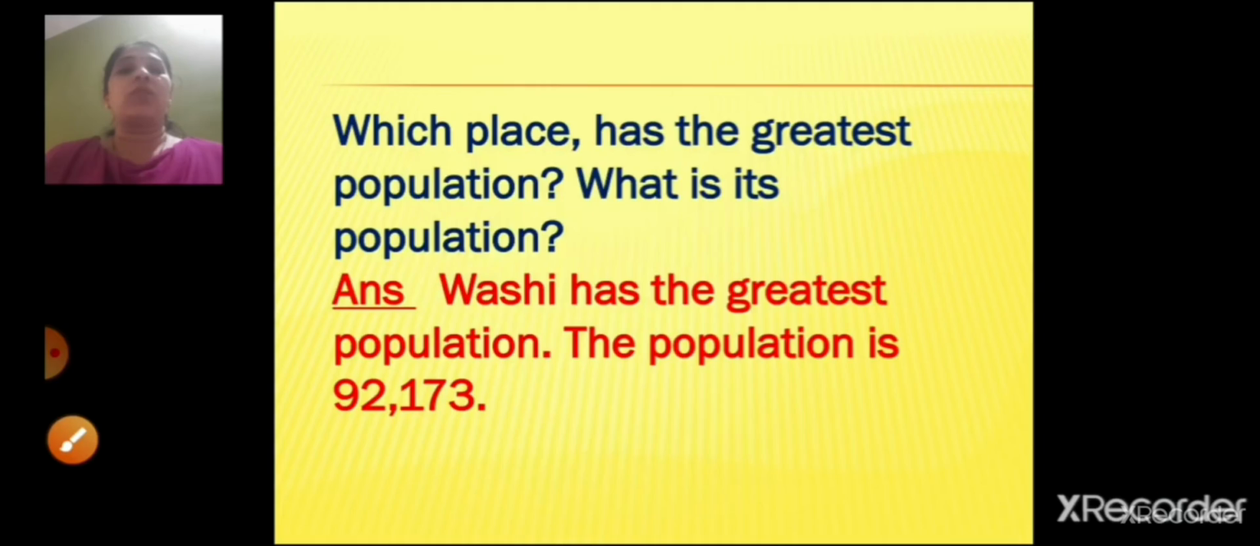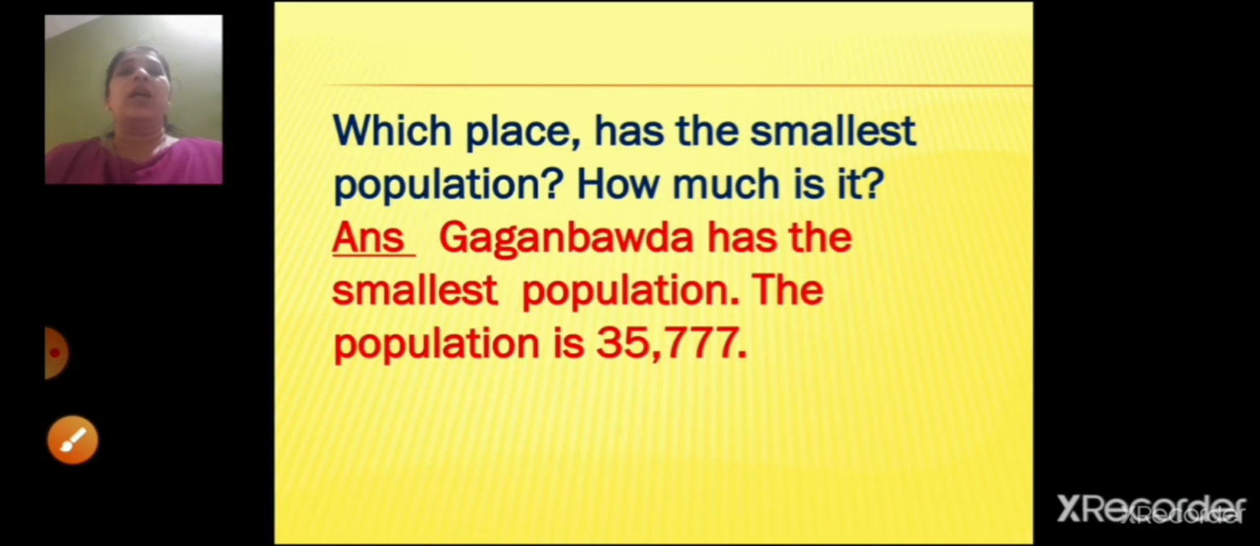So we have to find out the smallest number, right? So the smallest number is 35,777. That means Gagan Bauda has got the smallest population. So what we will do? We will write Gagan Bauda has the smallest population and the population is 35,777. So with this children we finish problem set 2.